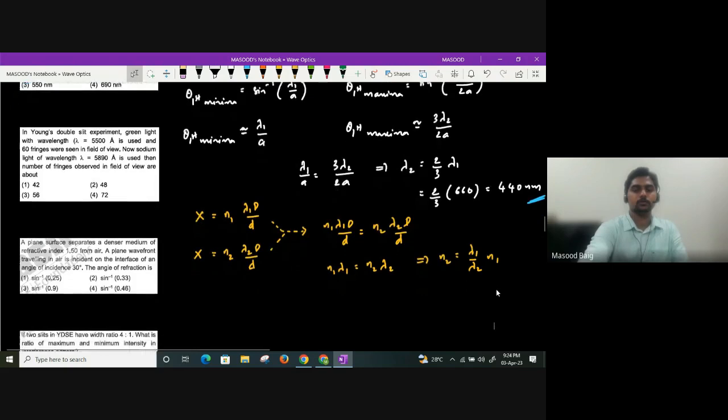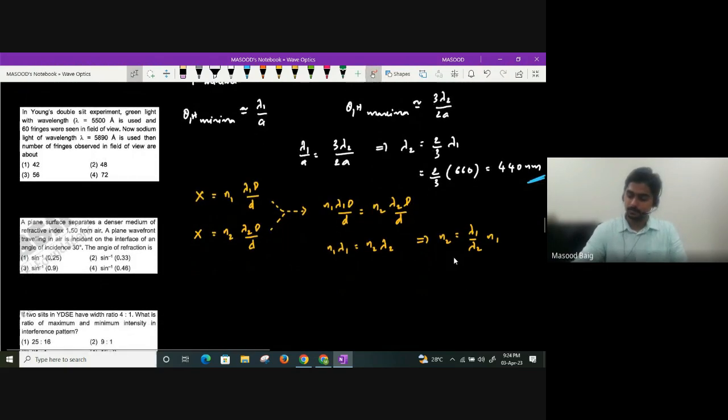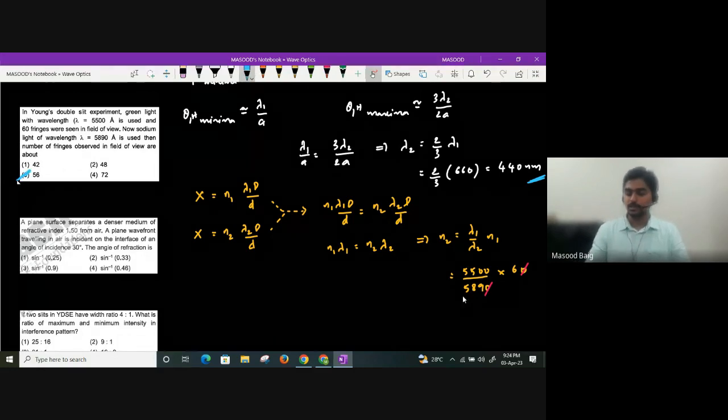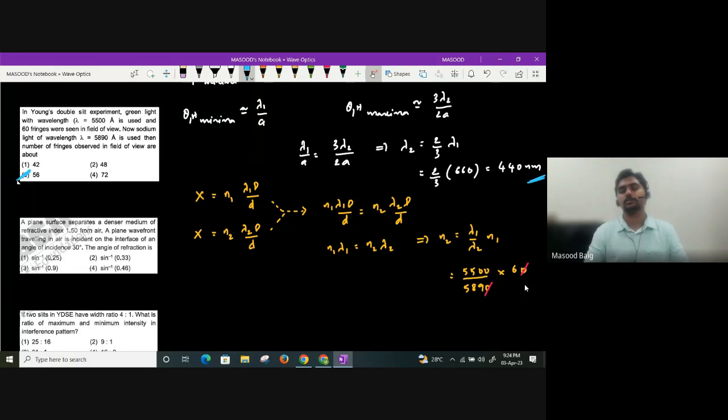Okay. So what is lambda 1 given as? Lambda 1 is 5500. Lambda 2 is 5890. What is n1? 60 fringes, guys. So you can solve for this. The zeros will get cancelled out. How much will you get? Just 56 you will get. Okay. So you are going to get this as 56, guys. Because the ratio is less than 1, it will be less than 60, guys. Just less than 60 you will get. Understood, all of you? Yes or no? Yes.